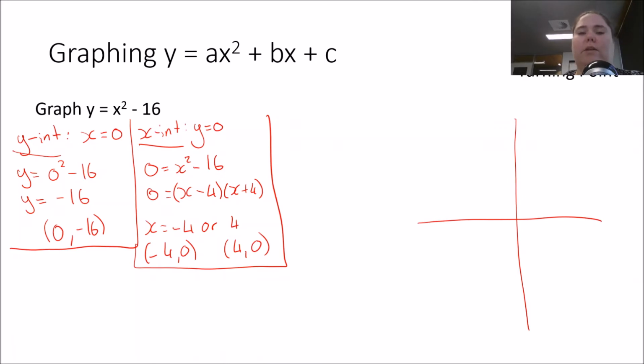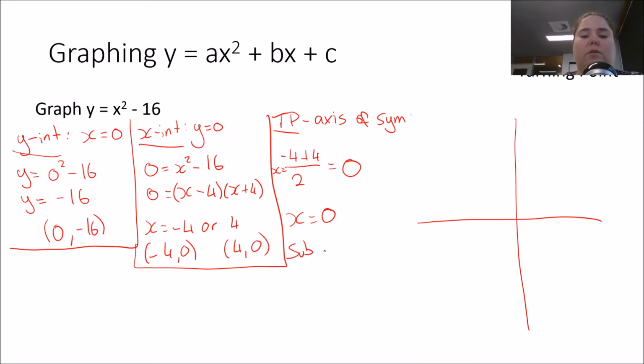So then the last one is your turning point. There's two ways we can do it. Well, there's three, but two we're going to look at. One is using our axis of symmetry. We know that if we add our intercepts together and divide by 2, that is going to give us the x value for our turning point. And then we would sub that back into the original equation.